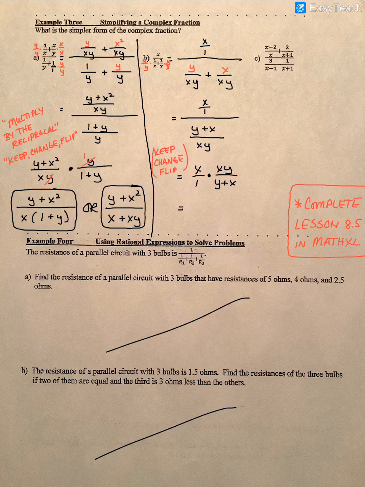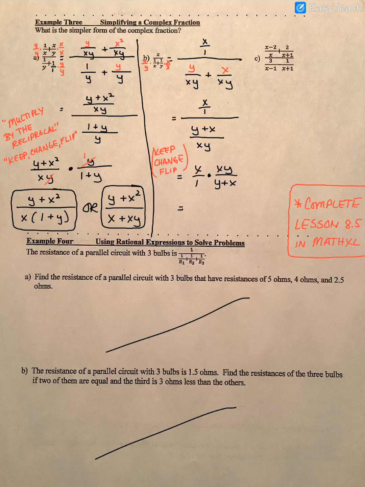Okay, home stretch. Is there anything that can cancel? Well, the y plus x can only cancel with another y plus x, which we don't have. So that means that x isn't going anywhere. The xy is diagonal of 1. It can't cancel. So all I can do is multiply here.